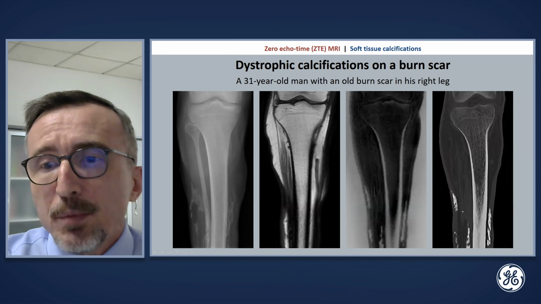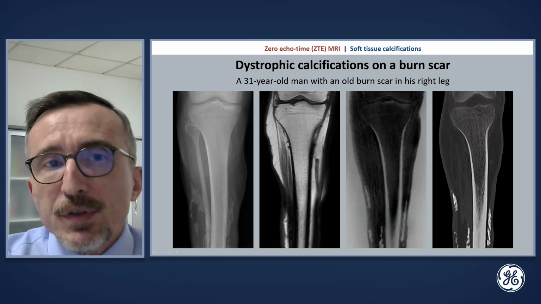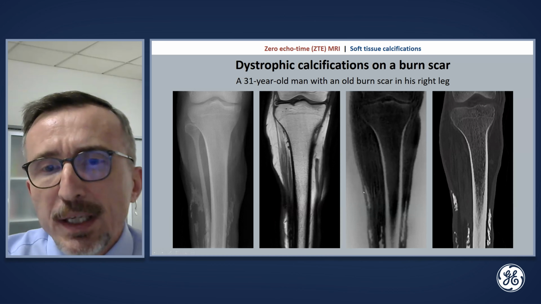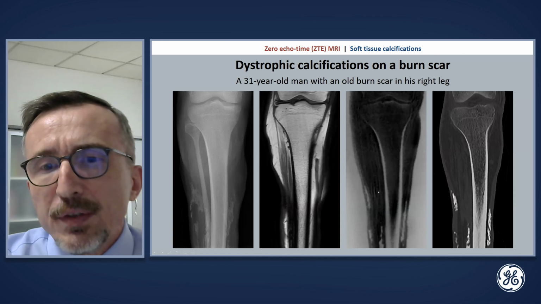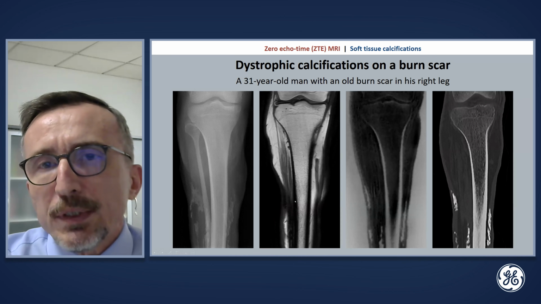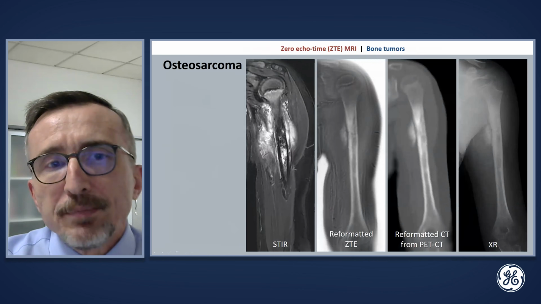This is a CT image on the right. This is a ZTE image. And this is a radiograph in this 31-year-old man with an old burn scar in his right leg. The MRI was done for looking for infection, actually. But then, as you can see, the ZTE nicely depicts the soft tissue dystrophic calcifications, which are not so well visible on the T1 weighted image here. And also they were not well visible on the T2 weighted fat suppressed images.